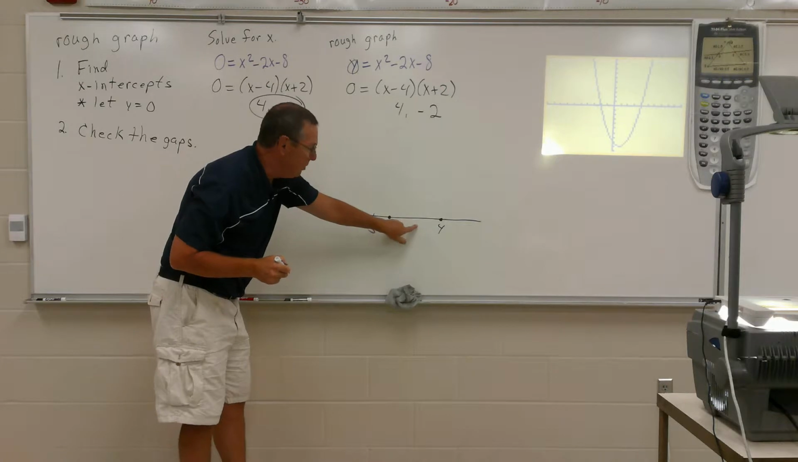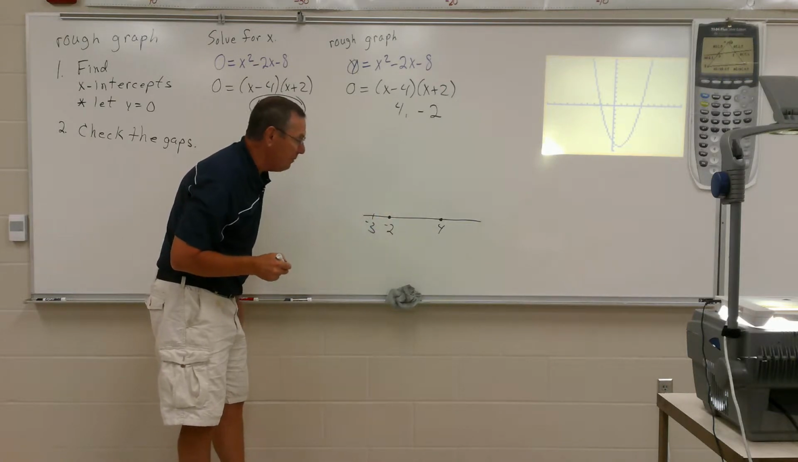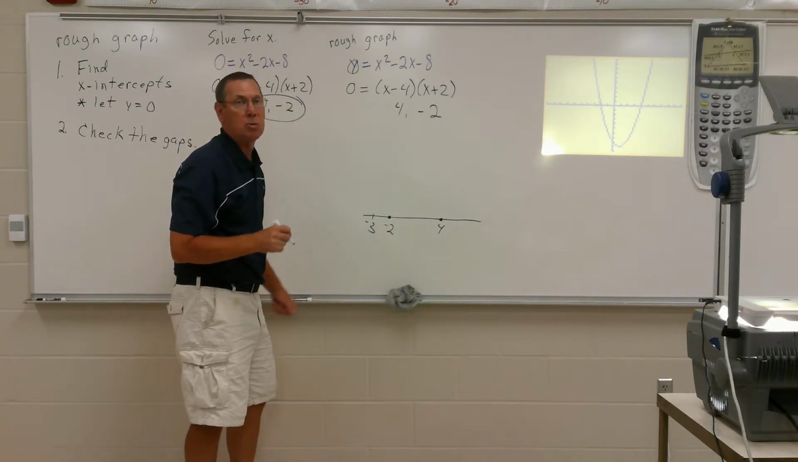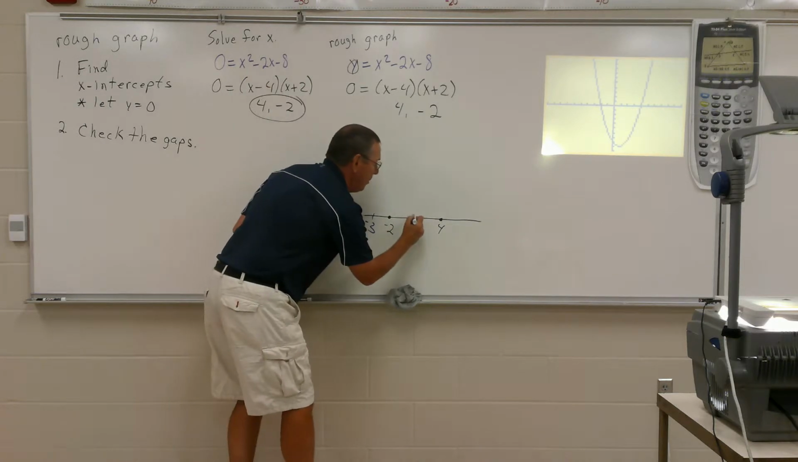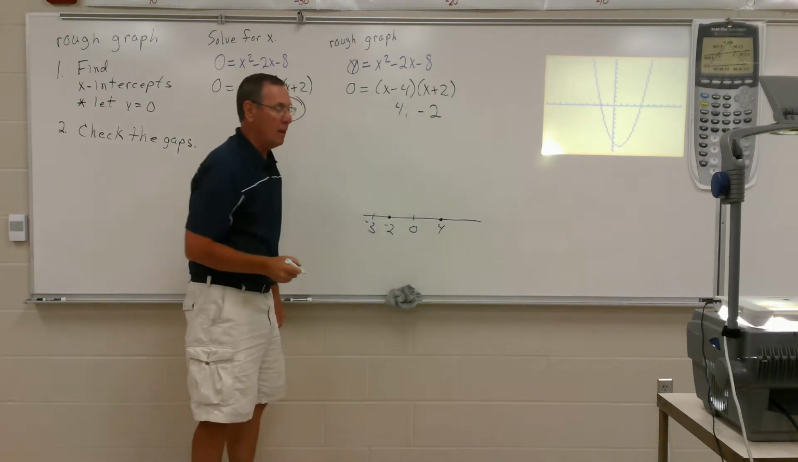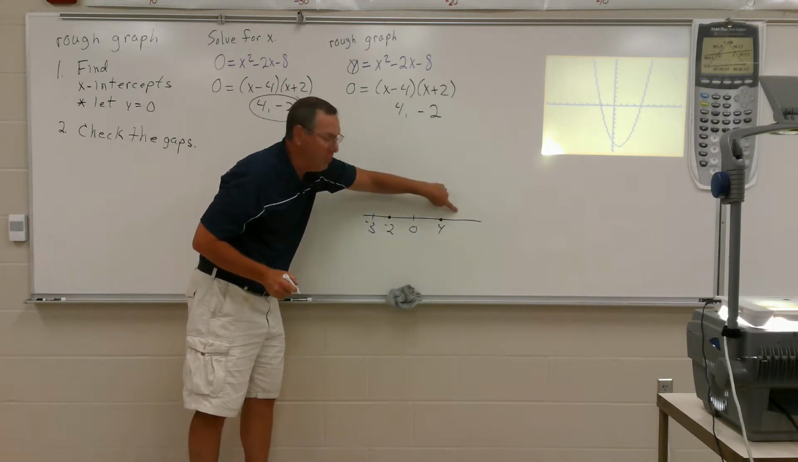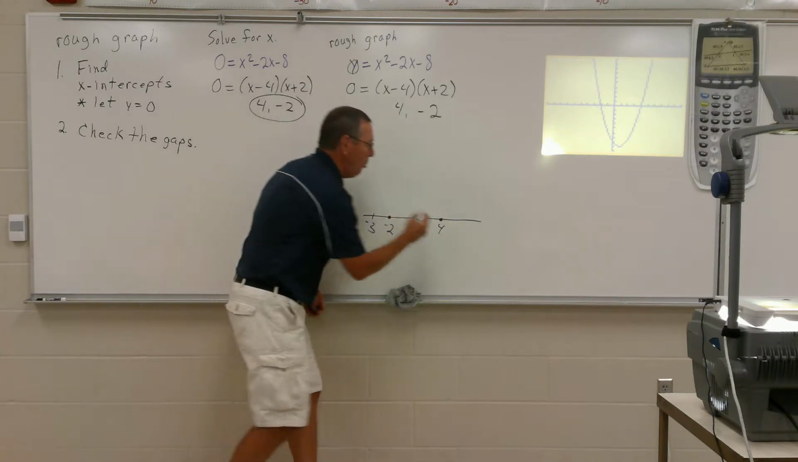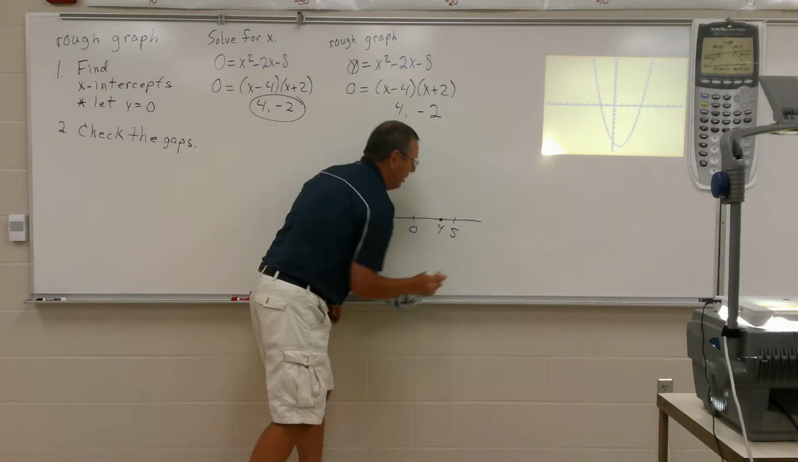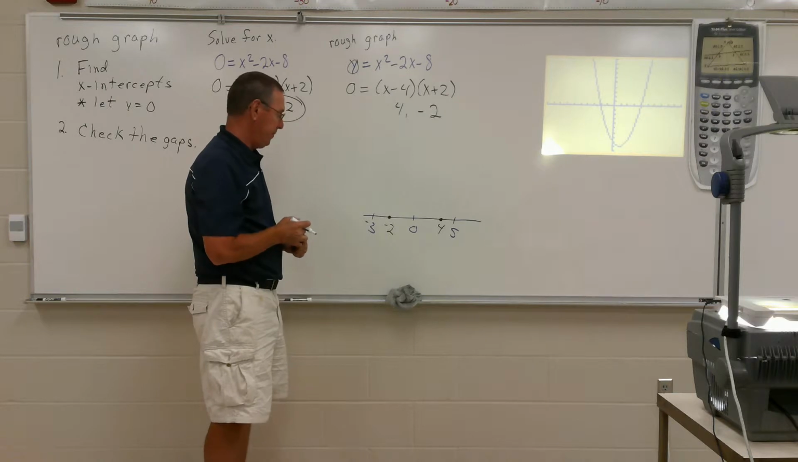I need to pick a number in this gap, a number between -2 and 4. There's millions of numbers in between, billions of numbers in between. How about this number? I'll pick the 0. I need to find a number out in this gap. On the other side of the 4, 5 might be a real nice number to use. Let's go with a 5.